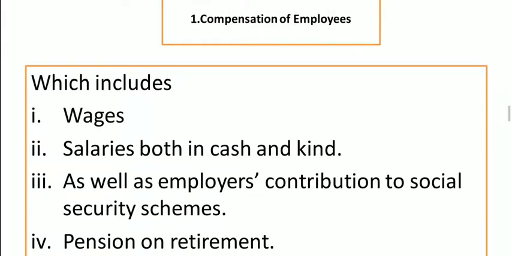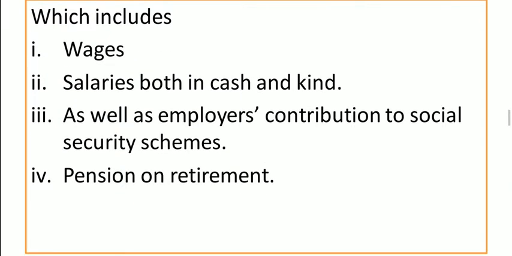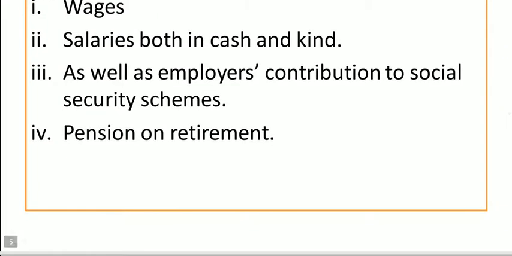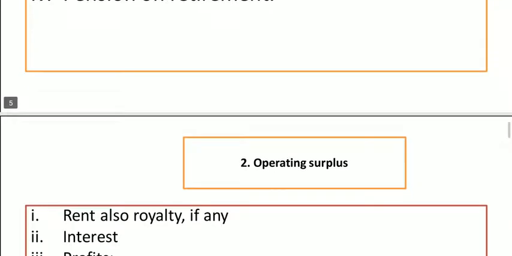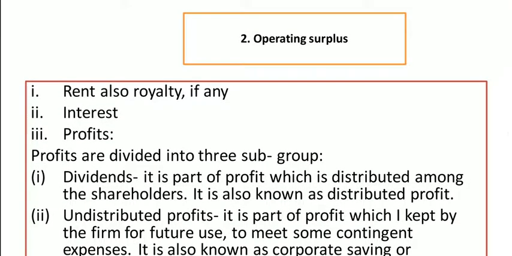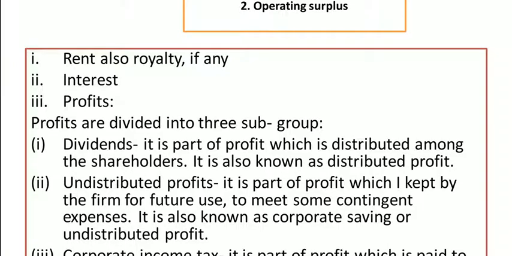Now we will go into details. Compensation of employees, which includes wages and salaries both in cash and kind, as well as employers' contribution to social security schemes and pension on retirement. Okay. Then second, that is your operating surplus: rent, also royalty, if any, interest, and profit. Profit is divided into three subgroups.